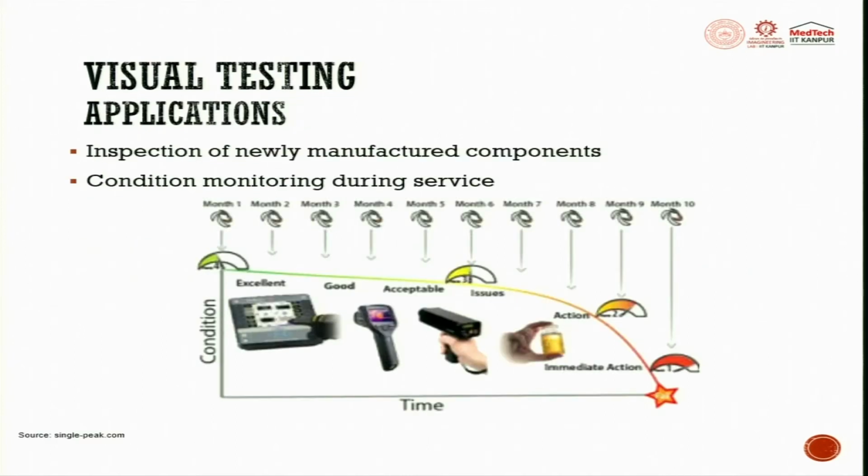The applications of visual testing are generally in areas where inspection of newly manufactured components is to be done, and condition monitoring during service. For example, whether the condition is excellent, good, acceptable, as the months of the year keep going, it is telling us using visual inspection only whether to accept the condition of the system or not, right? So, condition monitoring during service.